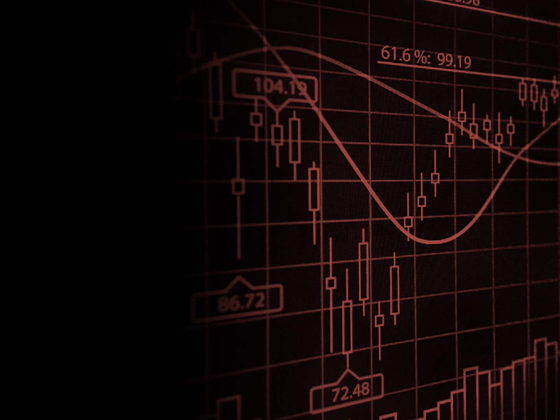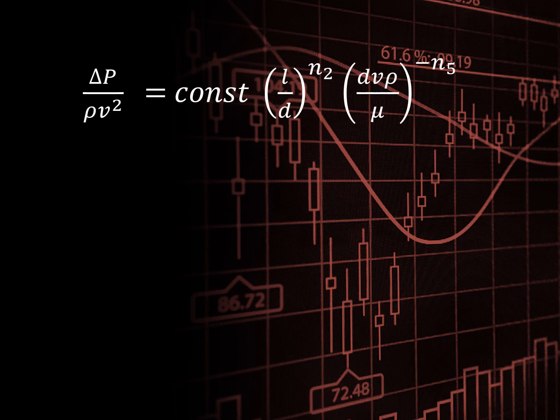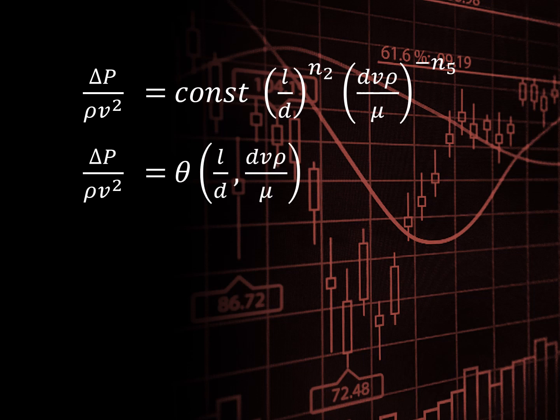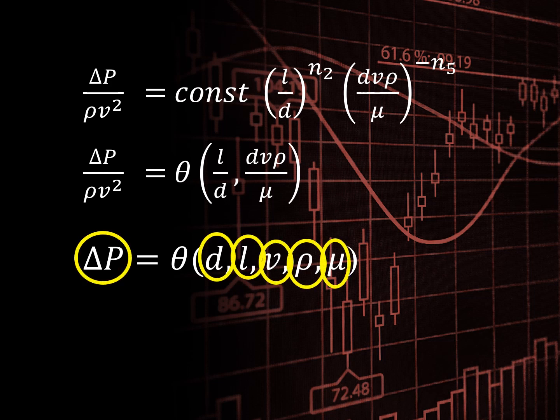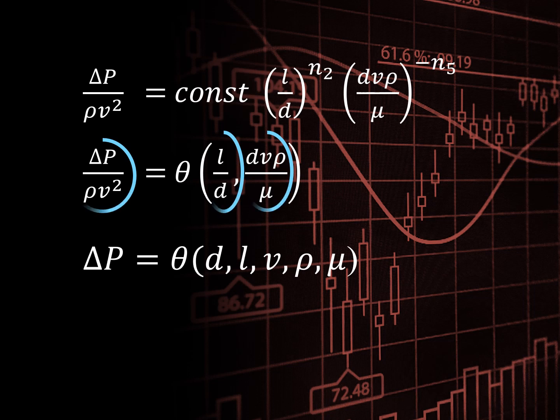We can write the resulting equation as change of P over density V squared equals a function of L over D and D V density over mu. Notice that we are able to reduce the original equation with 6 variables to 3 dimensionless groups. However, the solution, of course, will depend on how you solve the simultaneous equations.